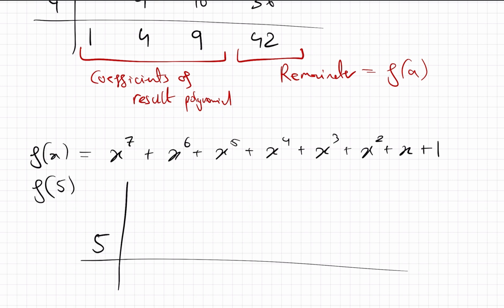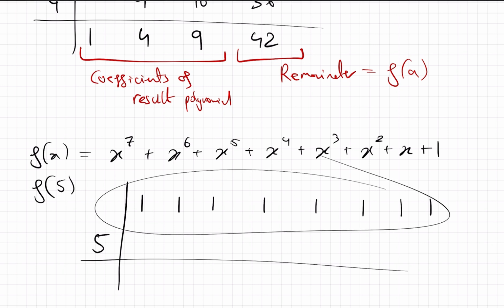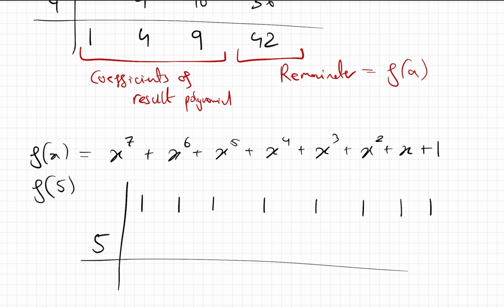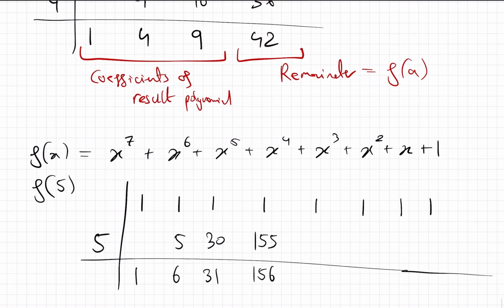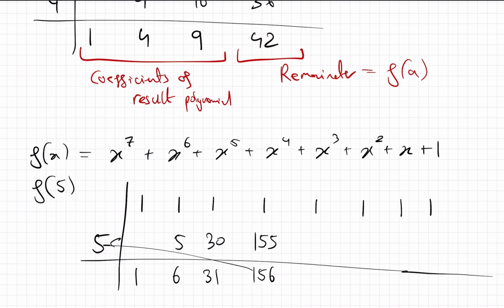and then we just put in the coefficients. So 1, x to the 7, x to the 6, x to the 5, x to the 4, x to the 3, x to the 2, x to the 1, x to the 0. So these are all the coefficients. And then we can quickly evaluate this by using the same method. So we're going to end up with 1, 5 there, 6, 30, 31 there, 155 here, 156. And yeah, this just continues.